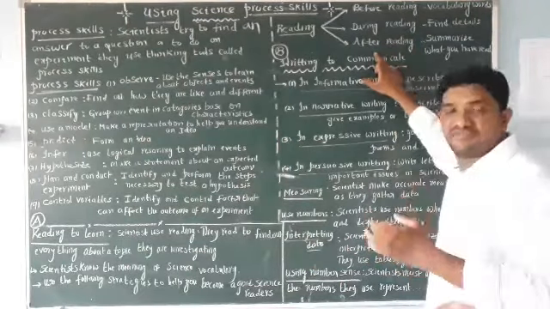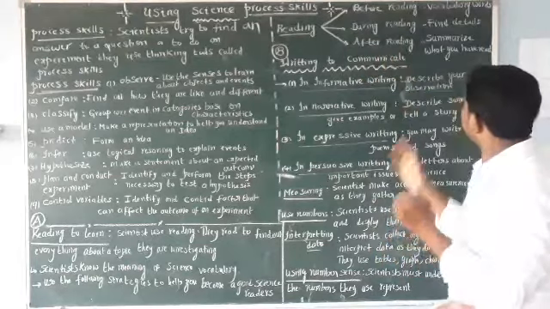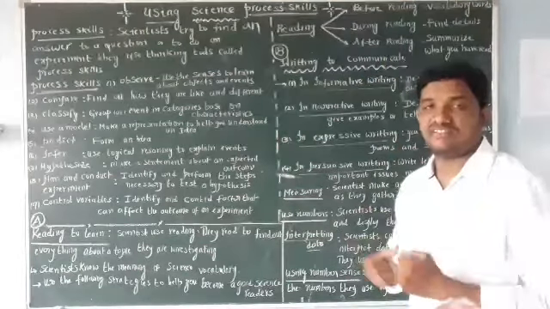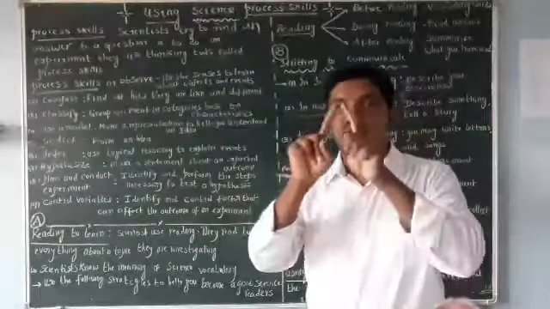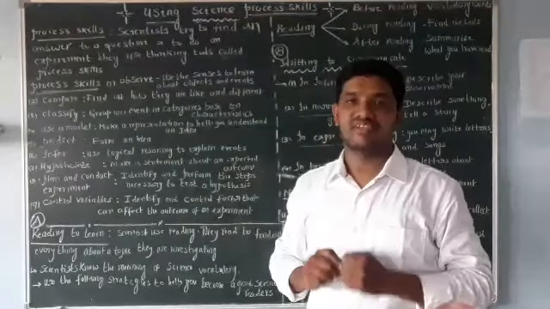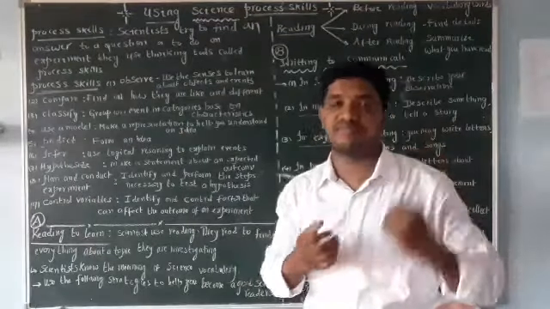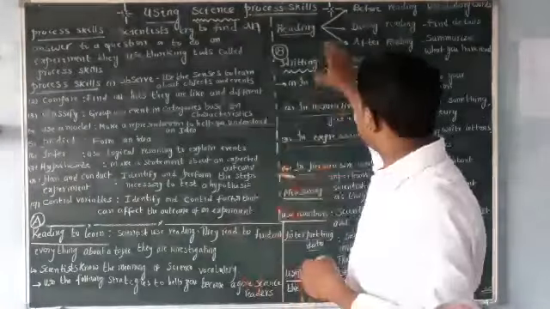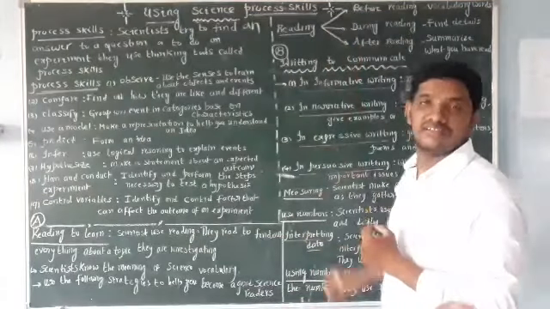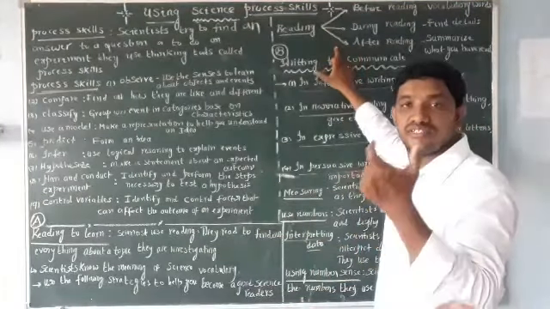Next, after completion of reading, they summarize what they have read. They will give a conclusion after reading all the concepts. That is about reading skill, meaning scientists use reading skill.